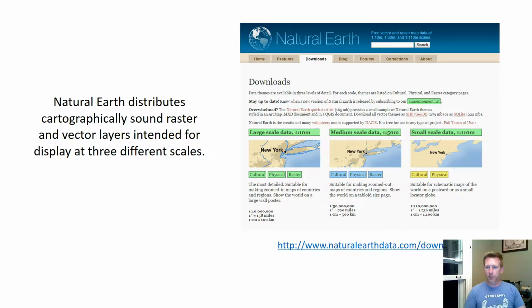They have, in the past couple of years, put a lot of effort into developing some freely available data sets that you can get a hold of that represent cultural features, physical features, and also some really nice raster features that you might need.